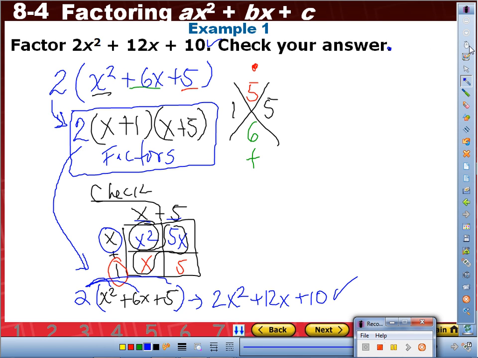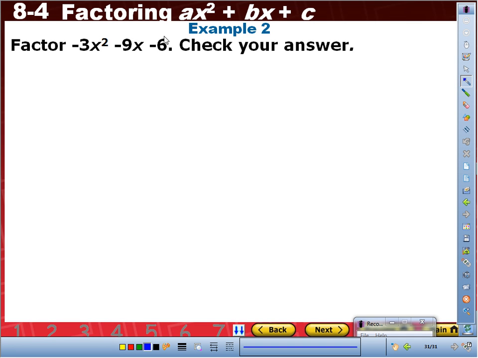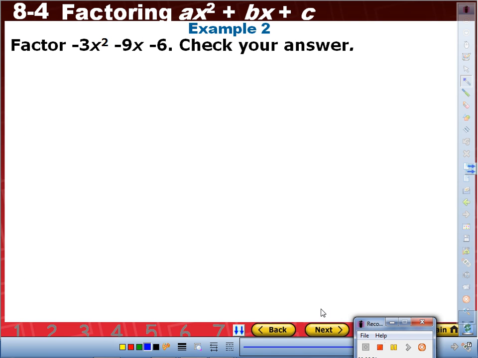Example 2, copy this down. It says, factor negative 3x squared minus 9x minus 6. Check your answer. Once again, you don't need to write the instructions anymore. Just write the trinomial. All right, let's do this one together.